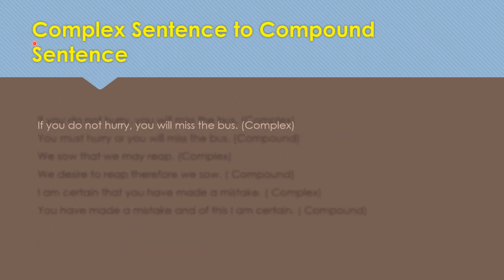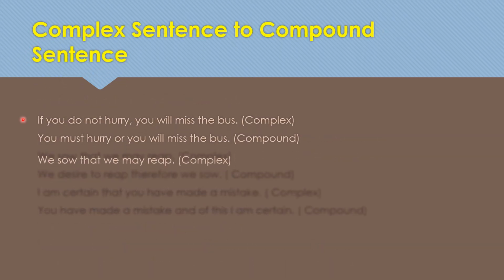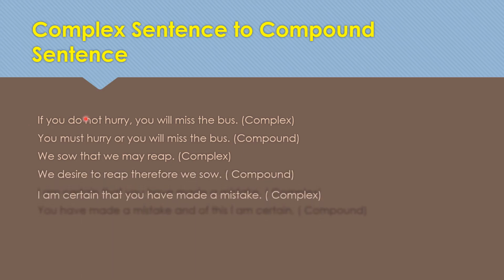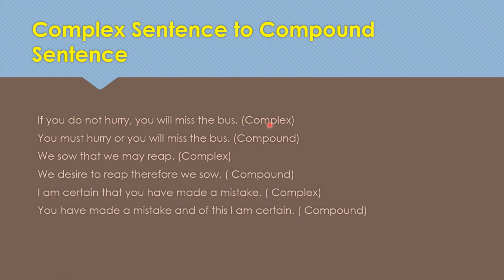Transforming complex sentences to compound sentences. The first example: if you do not hurry, you will miss the bus. This is a complex sentence. We know you will miss the bus is the main clause. If you do not hurry is the subordinate clause. We have to make it into a compound sentence. Use a coordinating conjunction. So, you must hurry or you will miss the bus. If it begins with if in the complex, then you will always use the coordinating conjunction or.